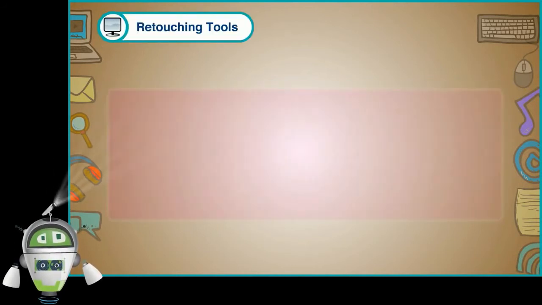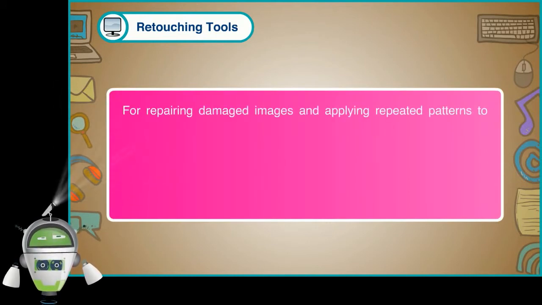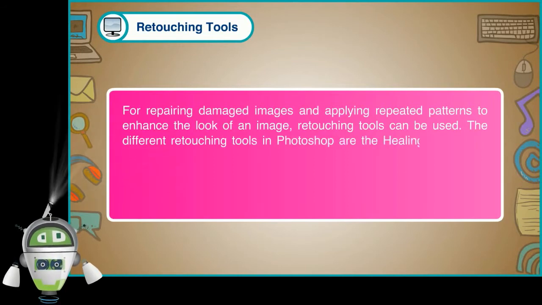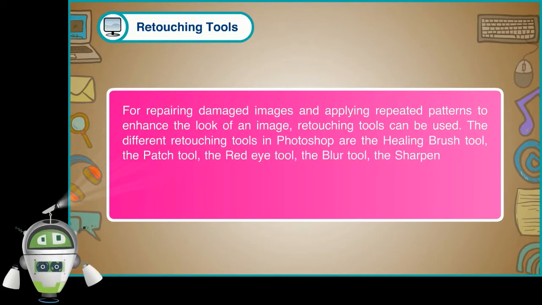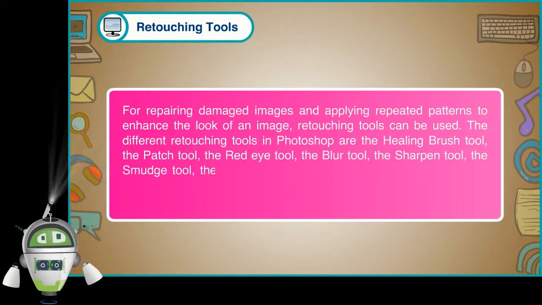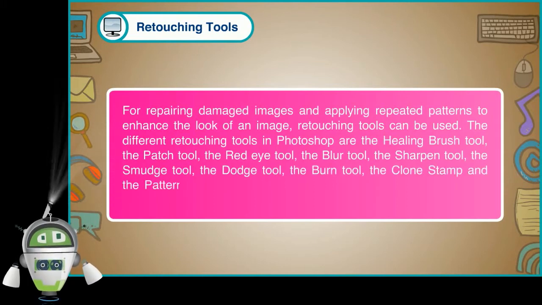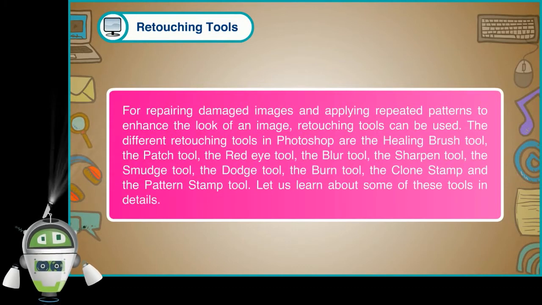Retouching tools. For repairing damaged images and applying repeated patterns to enhance the look of an image, retouching tools can be used. The different retouching tools in Photoshop are the Healing Brush tool, the Patch tool, the Red Eye tool, the Blur tool, the Sharpen tool, the Smudge tool, the Dodge tool, the Burn tool, the Clone Stamp, and the Pattern Stamp tool. Let us learn about some of these tools in detail.